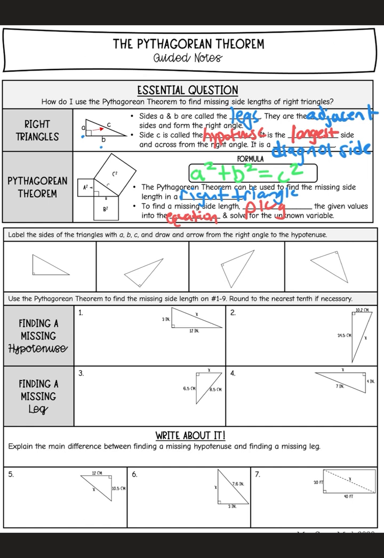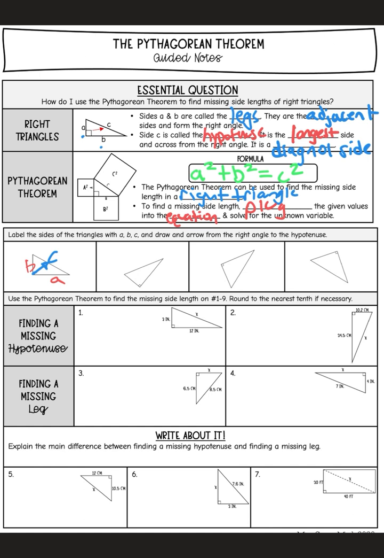This next part says, label the sides of the triangle with A, B, and C, and draw an arrow from the right angle to the hypotenuse. So we have a right angle there. I'm going to draw an arrow, and this is the hypotenuse, or the C side. That means that the other sides are A and B. So there's A, and there's B. But they're interchangeable. Don't forget, they are interchangeable.